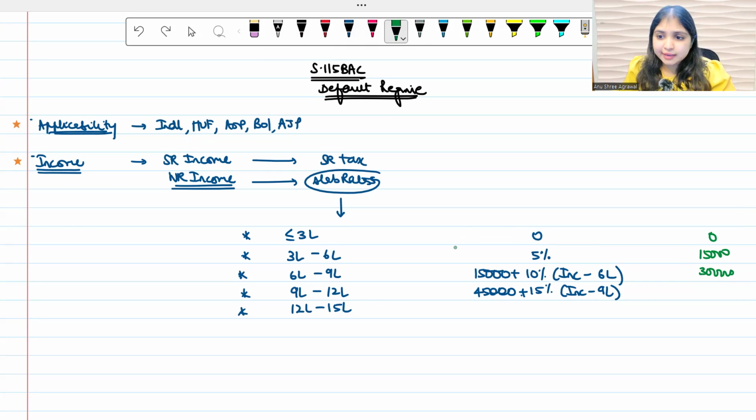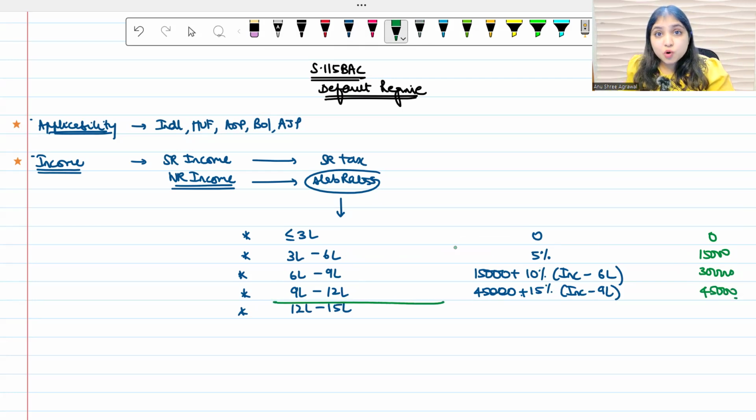Up to 3 lakh, no tax. 3 lakh to 6 lakh, 3 lakhs income you have on that 5%, 15,000. 6 lakh to 9 lakh, again 3 lakh income you have on that 10% is going to be 30,000. 9 lakh to 12 lakh, again 3 lakh income on this 3 lakh, 15% tax is going to be 45,000.